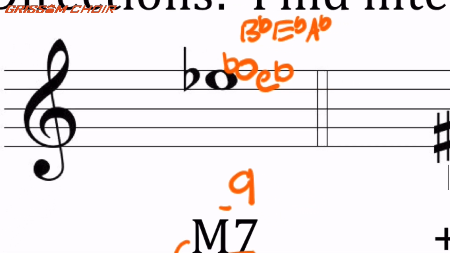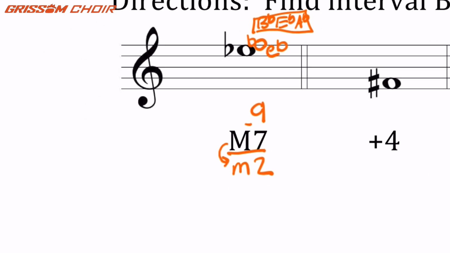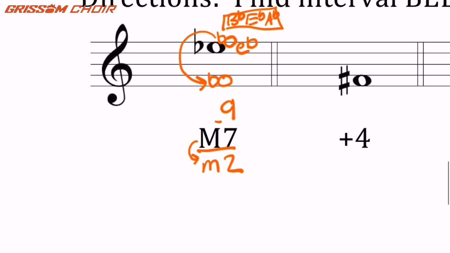Now this F right here is not in the key signature, so us flatting it 1 time would be correct. That would be a minor 2nd. So that minor 2nd above E flat is a F flat. The last step that we have to do is write that F flat down an octave. So we draw it all the way down an octave. F flat. A major 7th below E flat would be F flat.